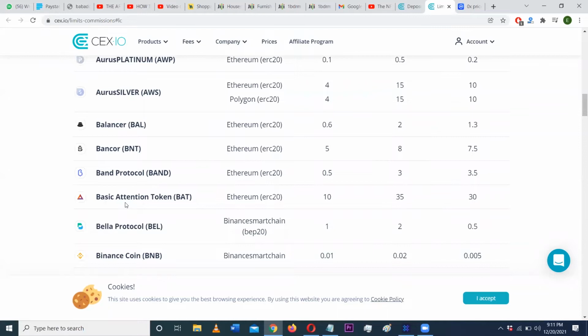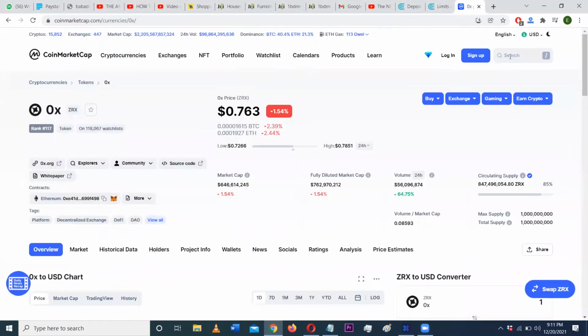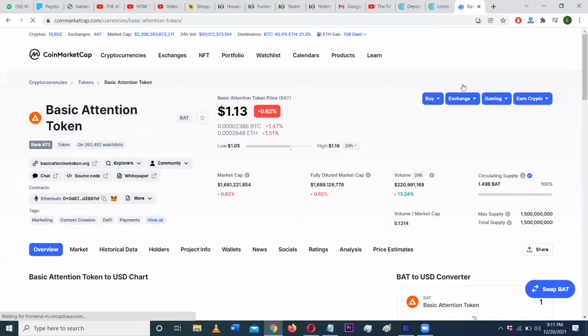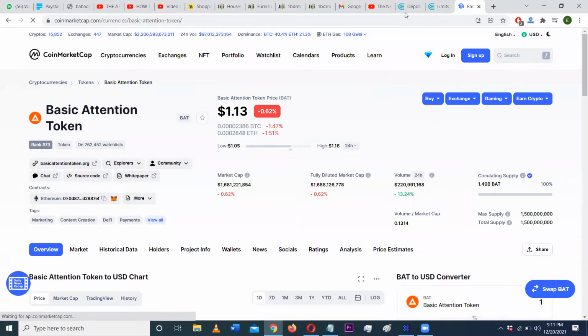Okay, let's say Basic Attention Token. This is a token I like. It's a personal favorite of mine. The minimum deposit is 10, the minimum withdrawal is 35, and the transaction fee is 30. If I remember correctly, BAT should be almost $1. Let me see. Yes, it's around $1. So a similar withdrawal fee.